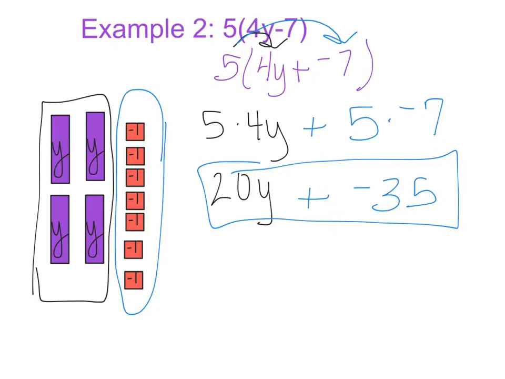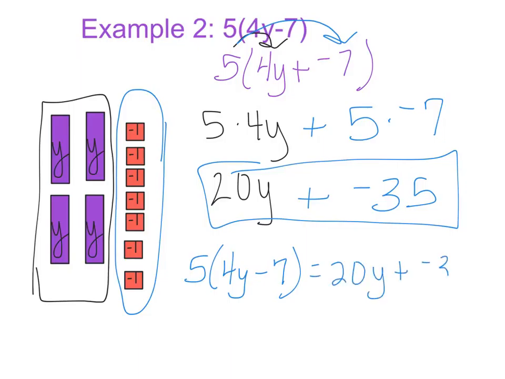So essentially, what I have here, let me see. I'm just going to do this here. So 5 groups of 4y minus 7 is equivalent to 20y plus -35. Okay, those are equivalent. You could also say this was 4y plus -7. It doesn't matter. They're both equivalent. And that is using the distributive property to expand. It went from an expression with parentheses to one without.